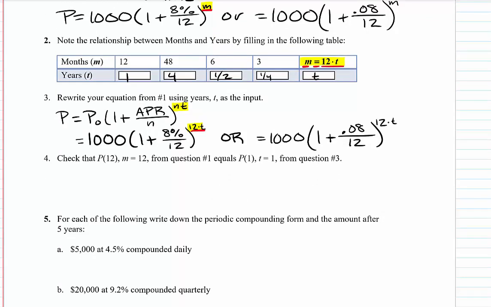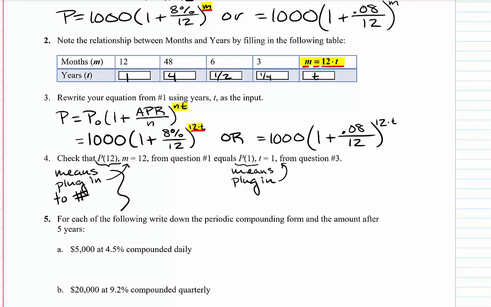Now in part 4, we're going to do what I was just showing you. We're going to check that P12, which is where m is 12, is the same as P1, which is where t equals 1. So quick note for your notes. This expression means plug in m equals 12. That's why they wrote m equals 12 right after, to make that extra clear. And you're going to plug that into your equation from question number 1. Similarly, P parentheses 1 means plug in t equals 1 to our equation from question 3. And then we'll check and see that they are in fact the same thing.